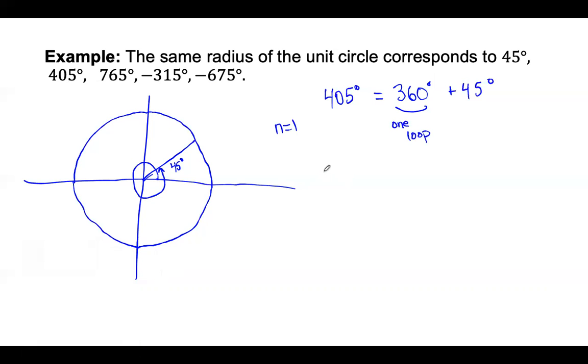What about 765 degrees? Right, yeah. So it's 360 degrees plus 360 degrees plus the 45. So you have one loop plus another loop, so two loops. So our n here is 2. We're going twice. I'll explain what n is. So we essentially go around twice. So we go around once, go around again, and then go to 45.